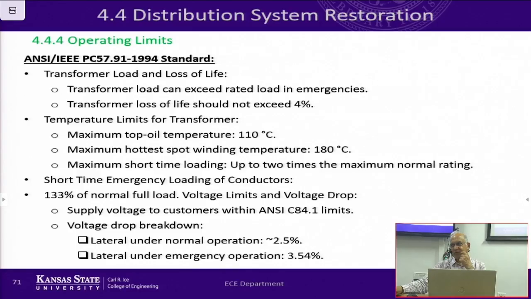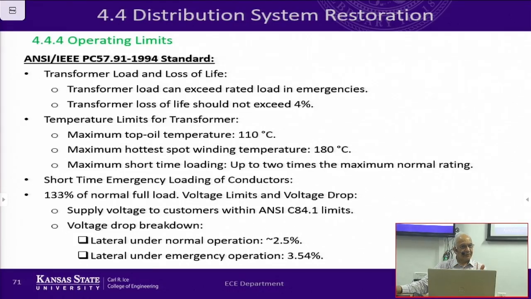So what you have to do is set a limit in terms of the maximum loading that you want to allow on the transformer for a short period of time. And also, anytime you do that, it will result in extra loss of life, because when you operate your transformer at a higher temperature, it results in loss of life. There are formulas available to calculate that, which are part of this standard, and for any emergency operation, the transformer loading should be controlled in such a way that the loss of life does not exceed 4%.